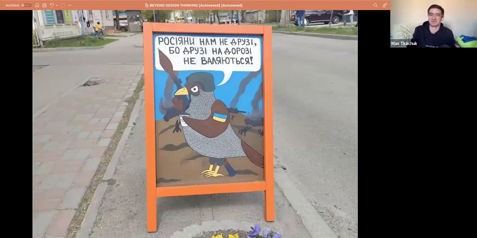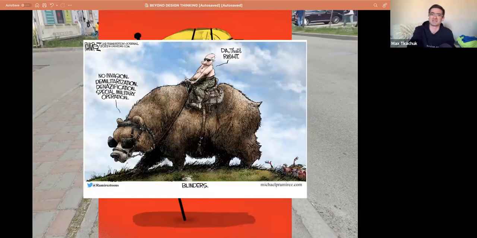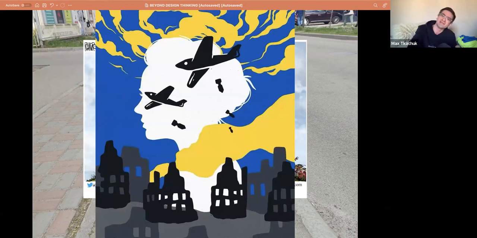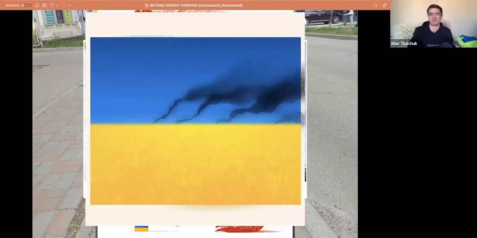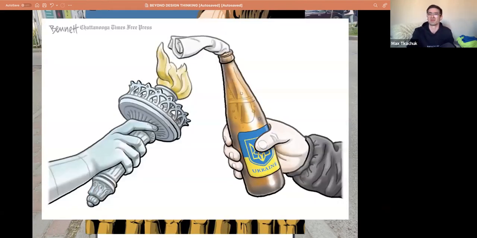Some cafes doing those, translated to English, guys: Russians are not our friends because friends are not lying on the ground, like dead. These, both Ukrainian and international, many of them in different forms. And I'm finishing with this one for a purpose. That means something, and liberty is even more important in this picture.